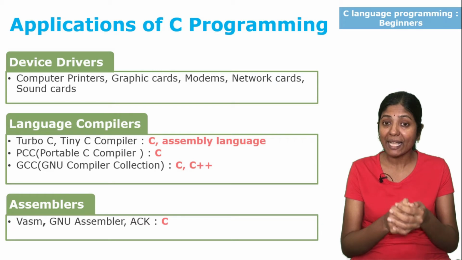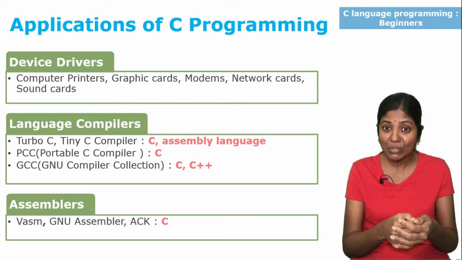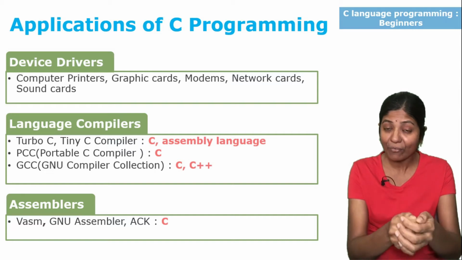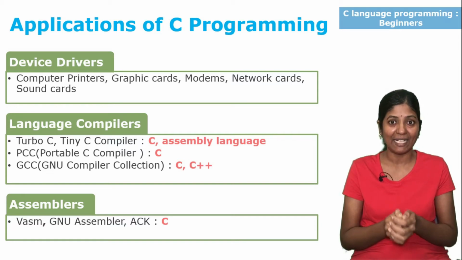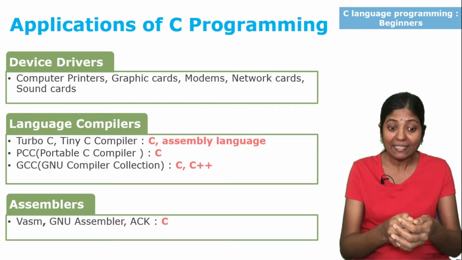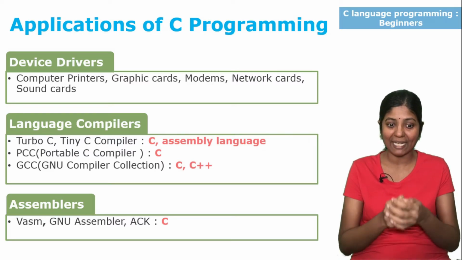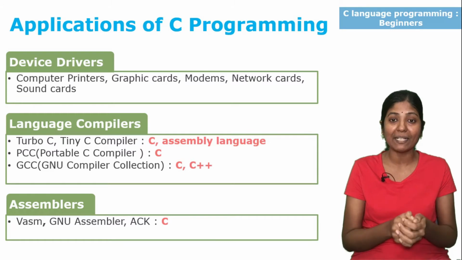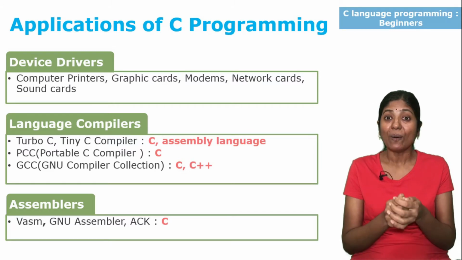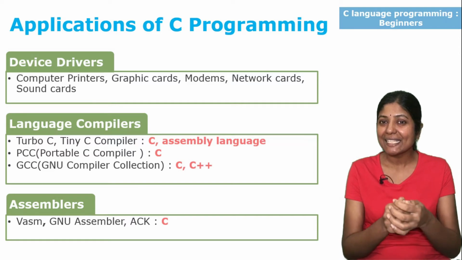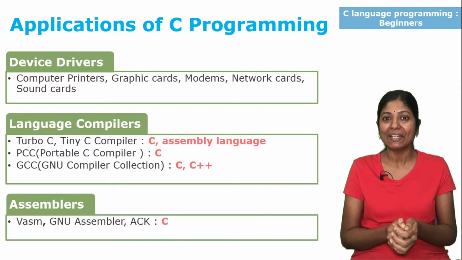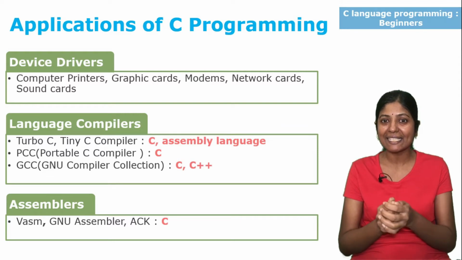So, to translate that high-level language code into the machine code, we need to make use of a software called compiler. It is also a collection of programs, and these are the examples of the compilers like Turbo C, Tiny C compiler, PCC, Portable C compiler, GCC, also developed using C language. We will also work with one of the compilers when we start writing C programs.